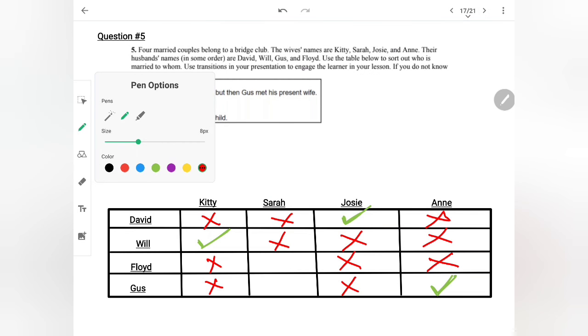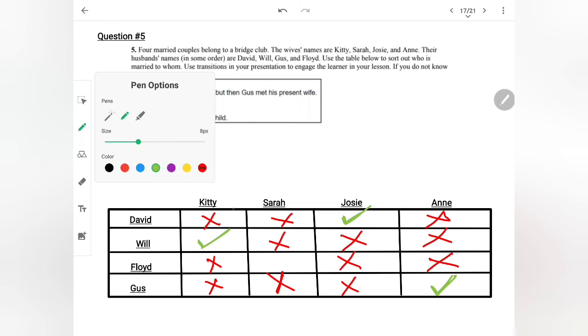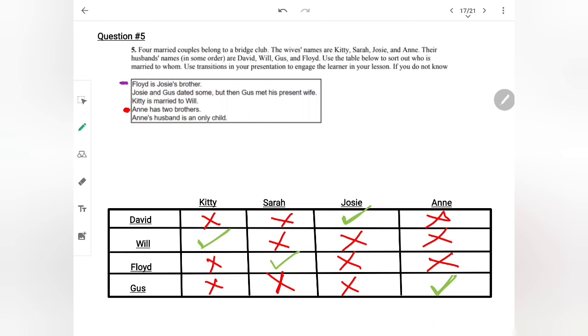Since she's married to Gus, Sarah cannot be. Sarah only has one blank left on her column, and nobody else is married to that gentleman. Therefore, Sarah will be married to Floyd, and this will be the solution for our problem.